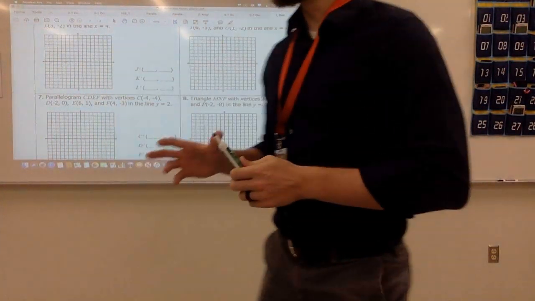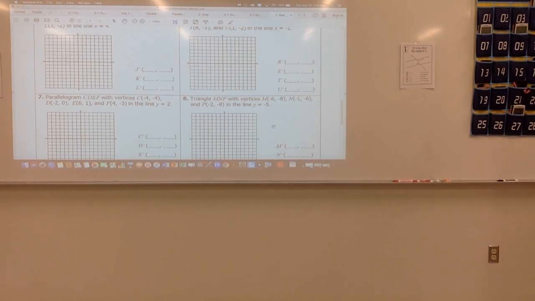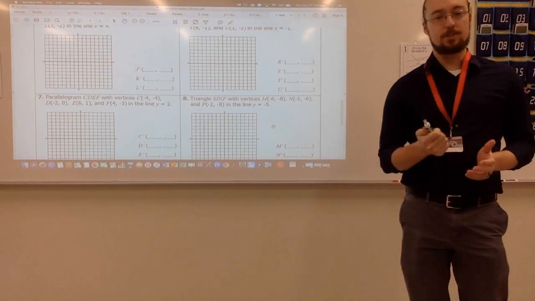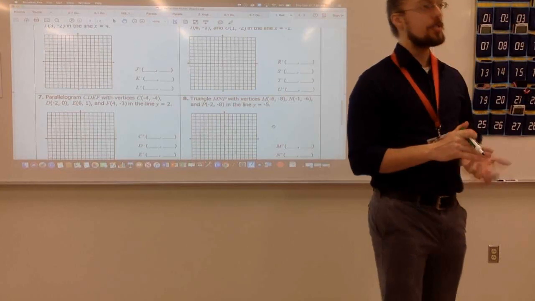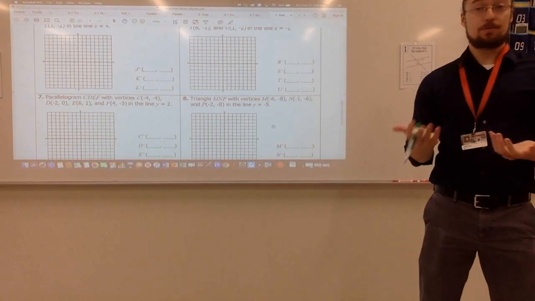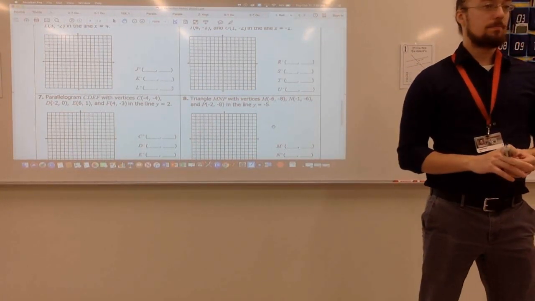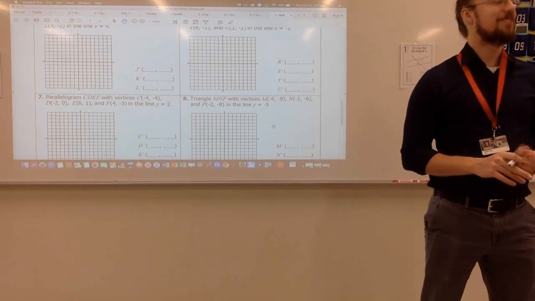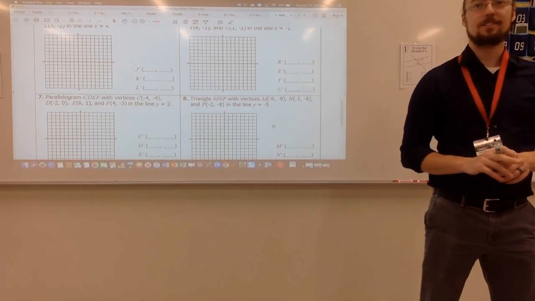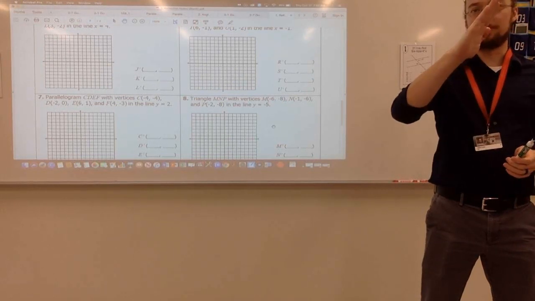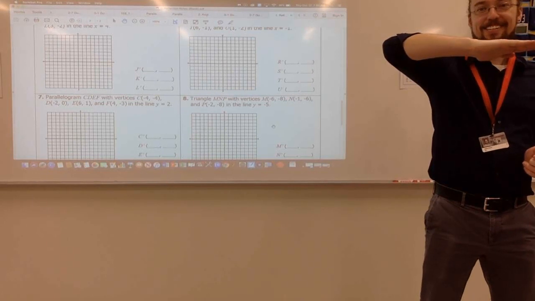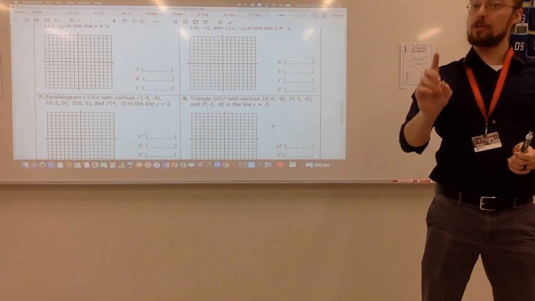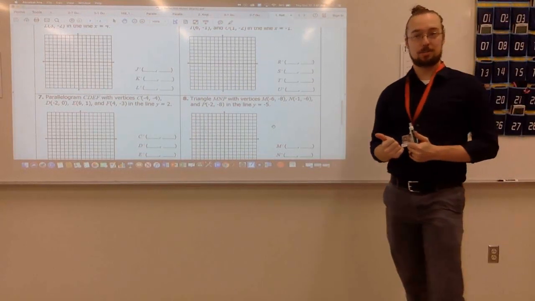Alright, on this sheet that I just gave you, there are some problems that are just like what we did yesterday, reflecting across vertical and horizontal lines. Do you guys feel like you need more practice on that or not? That's not horizontal. This is horizontal. Okay, well, that's the new thing that we're gonna do today.